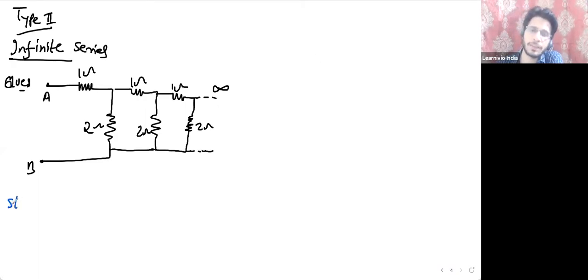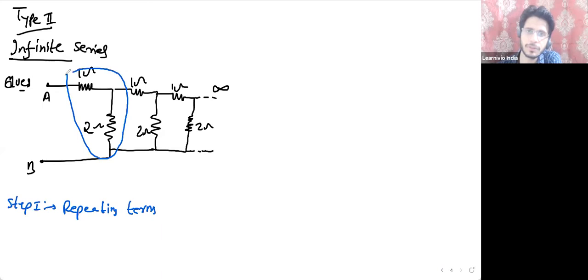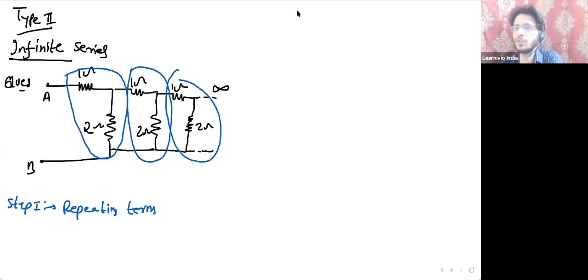Step 1. I'm writing the steps to solve these types of questions. First of all, try to find the term which is repeating. In an infinite series problem, there should be at least one term which is repeating. Here that one term is this term. See, this is repeating. Once you have identified this term, like 50% of the problem is solved. First, identify the term which is repeating.